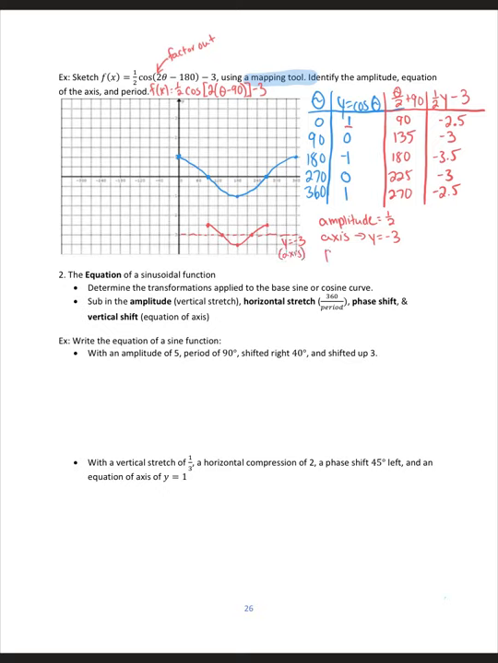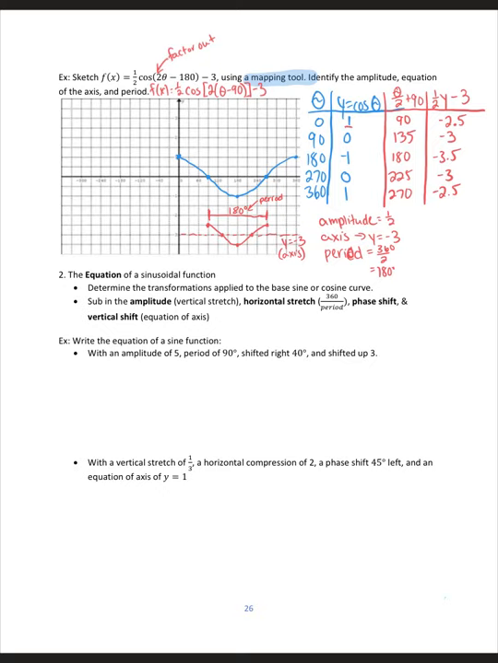And then our period is going to be found by taking 360 and dividing it by our k value, which in this case is 2. So our period equals 180 degrees. And you can even see that to go from here to here, that's going from 90 to 270, that is 180 degrees. So you can see that that is, in fact, our period.